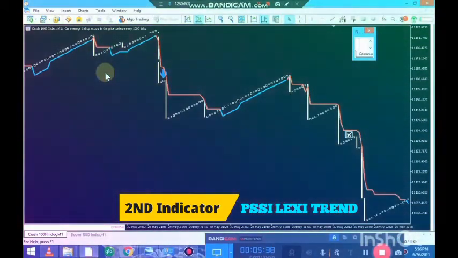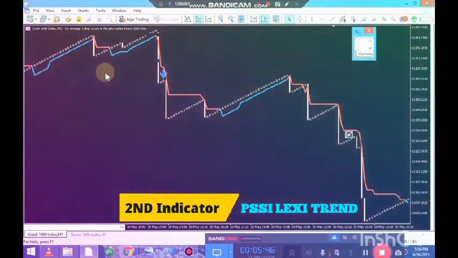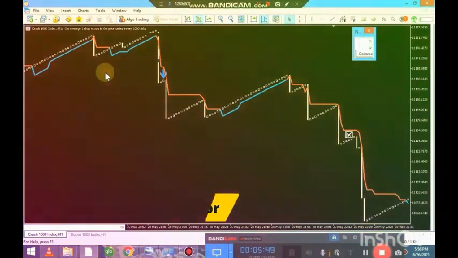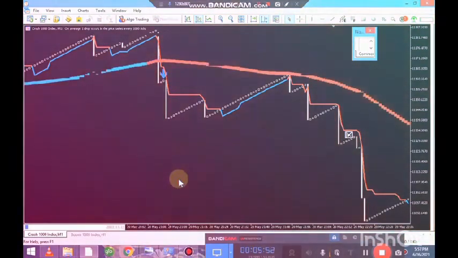Let me just bring it. I'll be adding the indicators one after the other so that you don't have a jam of indicators on the screen. So I can explain as soon as I am adding the indicator into the chart. Ta-da, that is the magic you can see. That is the trend analyzer. That is the PSSI trend analyzer.